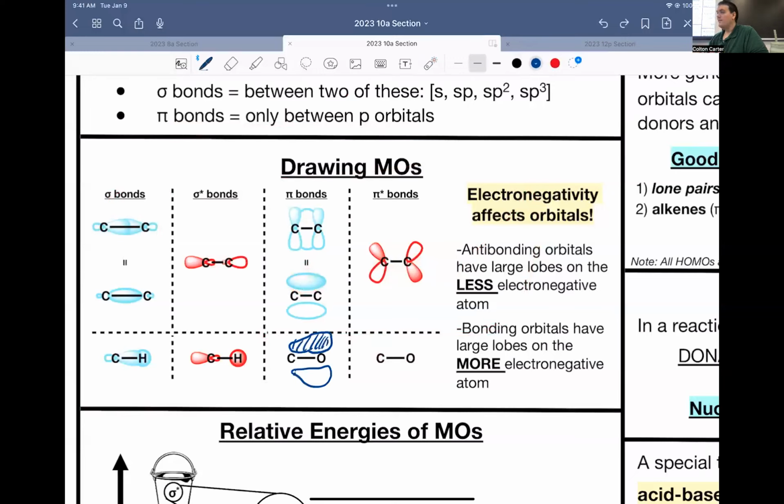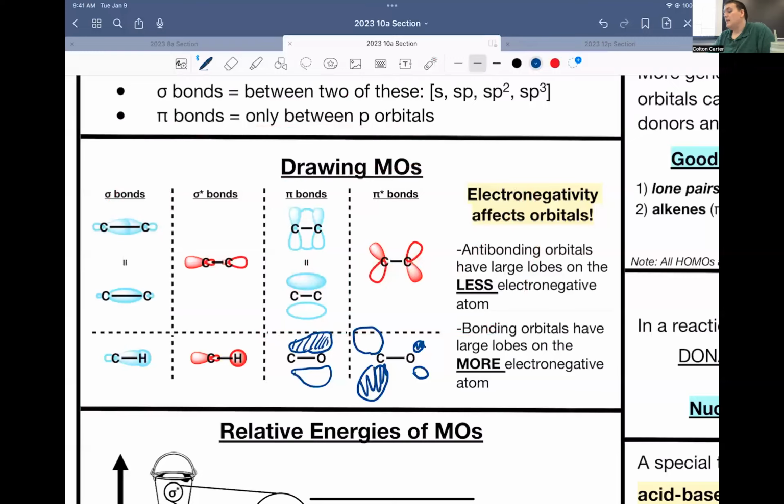So bonding orbitals have larger lobes on the more electronegative atom. And because of quantum mechanics and symmetry or some nonsense, anti-bonding orbitals have larger lobes on the less electronegative atom. So what that means is here is a normal anti-bonding orbital where you have the two p's, but they're out of phase and they're kind of repelling each other, or they look like they're wedged away. What you're going to have over here is big nubs on the carbon and small nubs on the oxygen, because you have larger lobes on the less electronegative atom for an antibonding orbital.